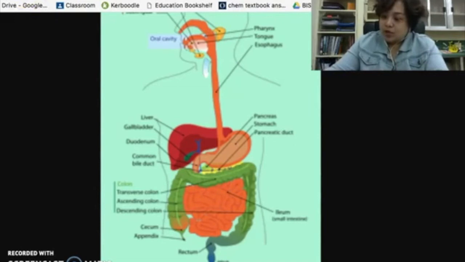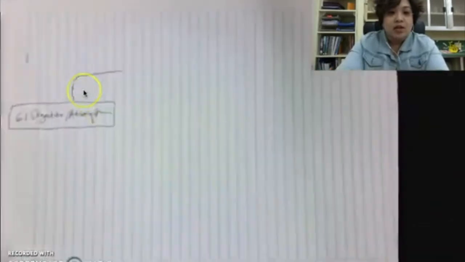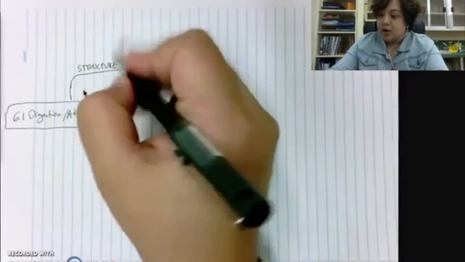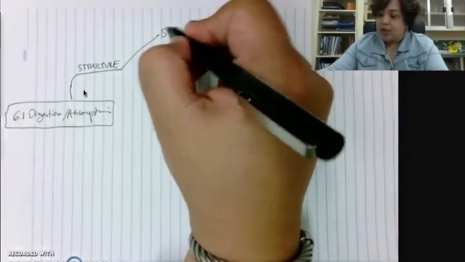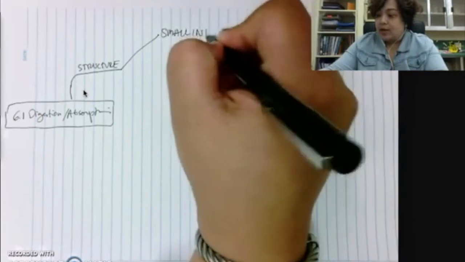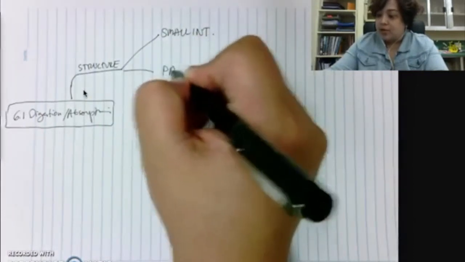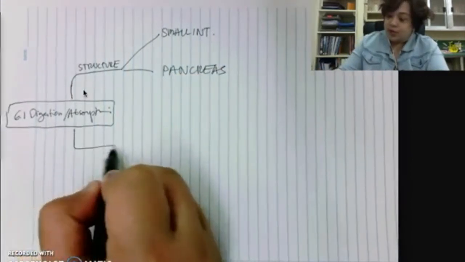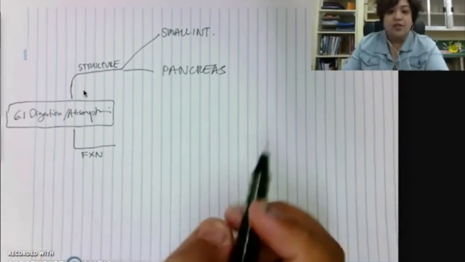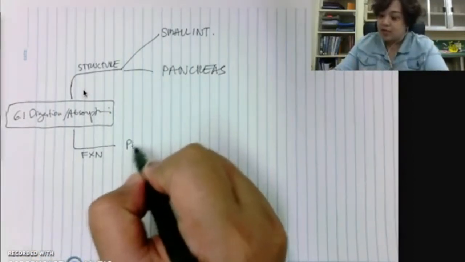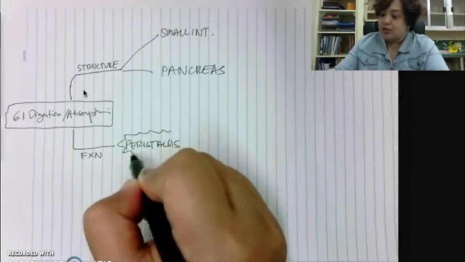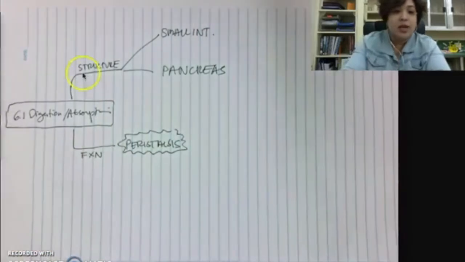The structures that you need to look at here in detail are your small intestine and your pancreas, and the function, or the physiology, that you need to know here is peristalsis. So let me start by talking about peristalsis first. Okay, so what is peristalsis? Let me show you a diagram.